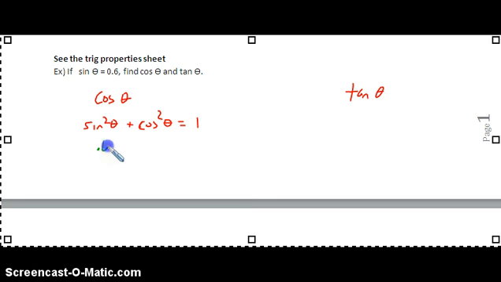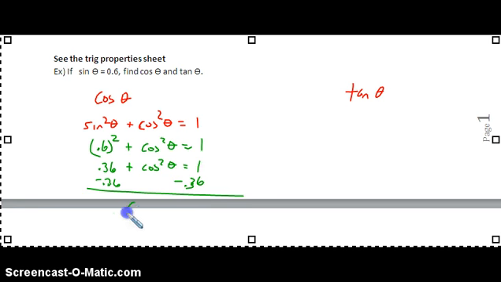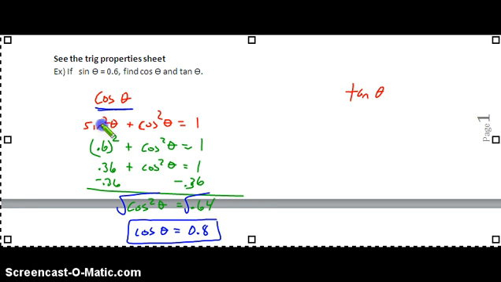I know that sine was 0.6, so if this is sine squared, it's got to be 0.6 squared. Cosine is what I'm trying to find, but I've got cosine squared. So let's go through and solve this. 0.6 squared is 0.36. Get rid of the 0.36 by subtracting. So now I've got cosine squared is equal to 0.64. And again, I want to know what the cosine is, right? So I get rid of the squared, and I'd find that the cosine would be equal to 0.8. So just by using this identity from my formula sheet, I can find the cosine.